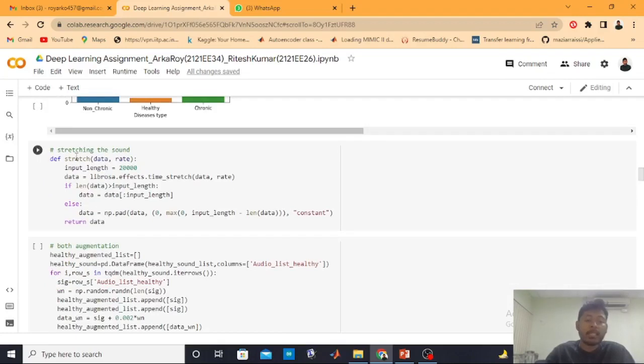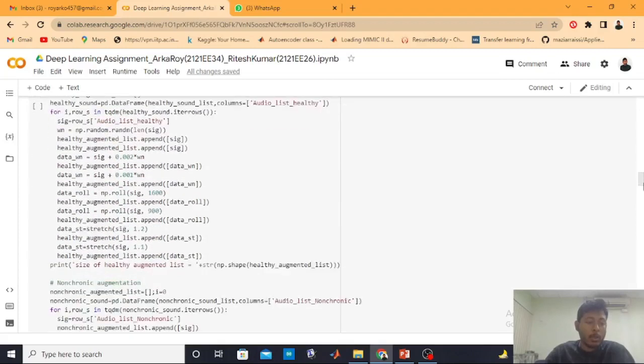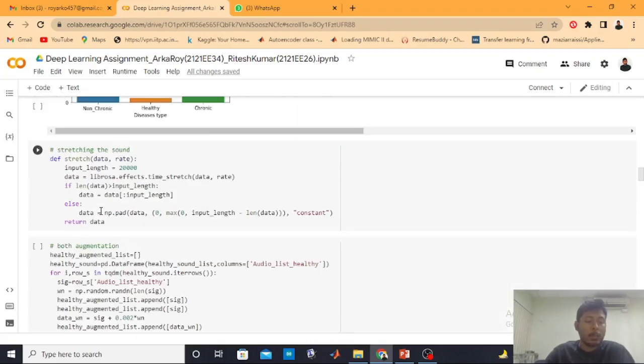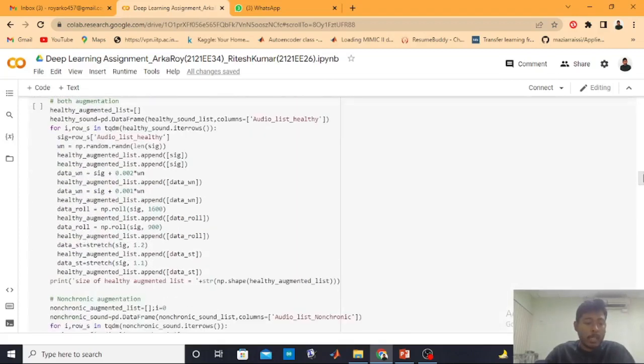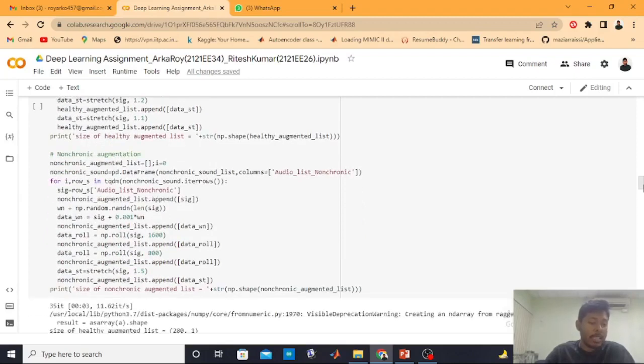Like here we are stretching the sound. We have also added white noise, pink noise. After that, we shifted the pitch. So these effects we have introduced to augment the signal. This is basically the augmenting portion, where we are augmenting the chronic section, the non-chronic section, and the healthy section.